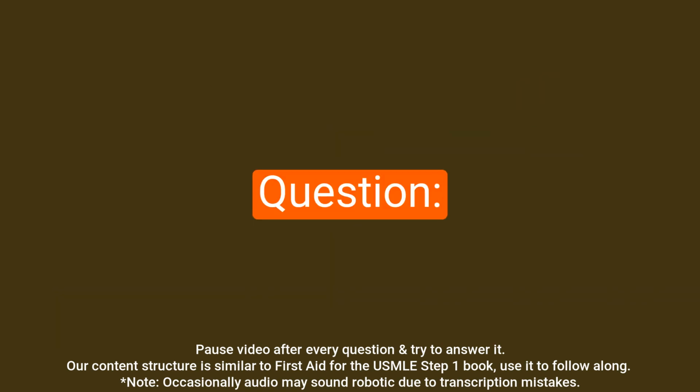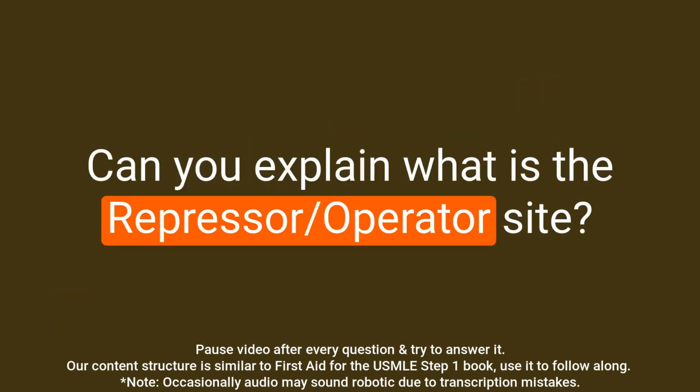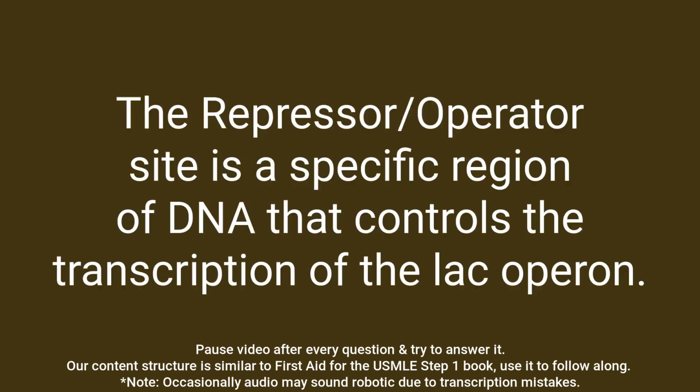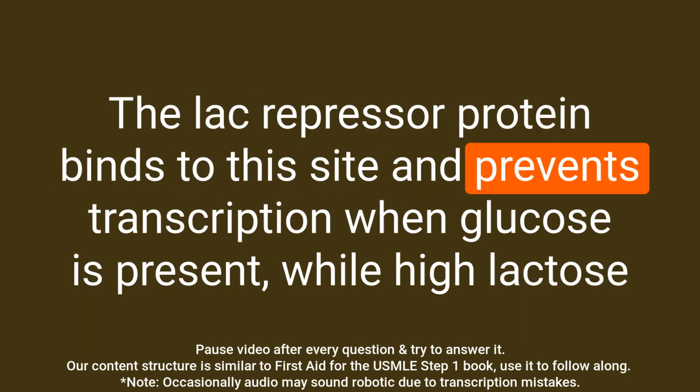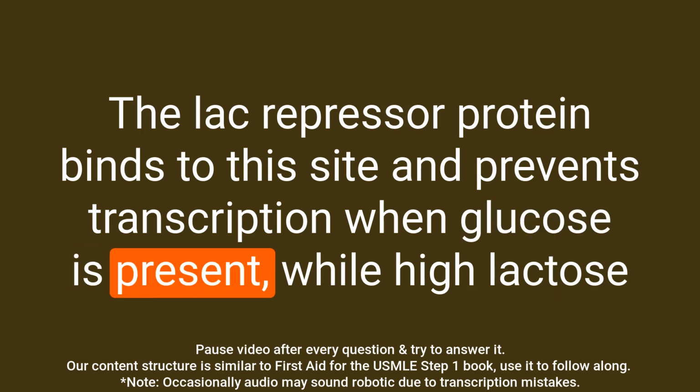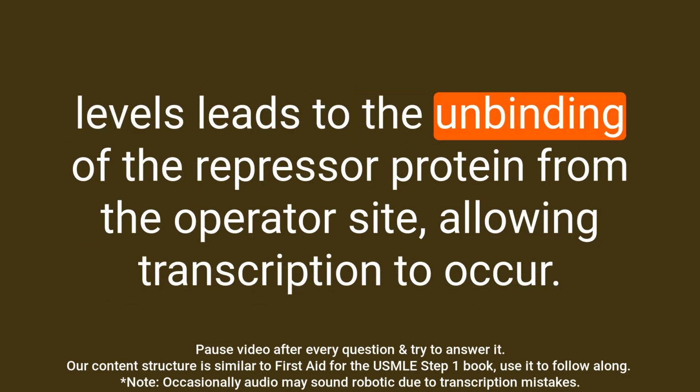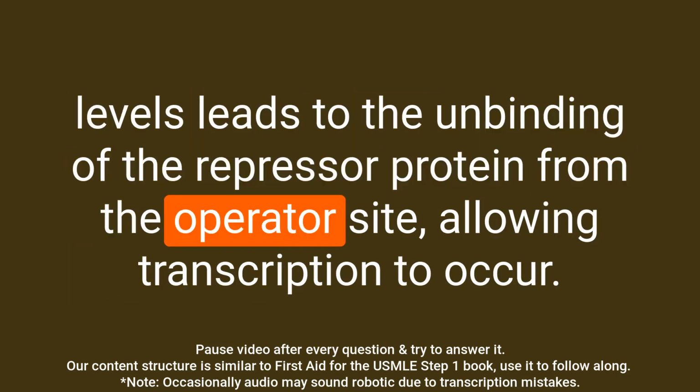Question: Can you explain what is the repressor operator site? Answer: The repressor operator site is a specific region of DNA that controls the transcription of the Lac Operon. The Lac repressor protein binds to this site and prevents transcription when glucose is present, while high lactose levels lead to the unbinding of the repressor protein from the operator site, allowing transcription to occur.